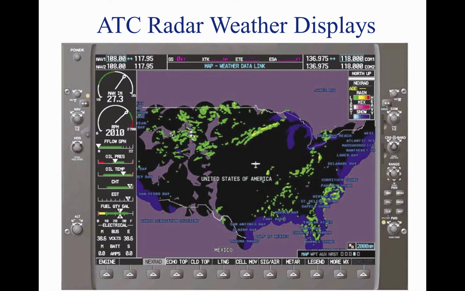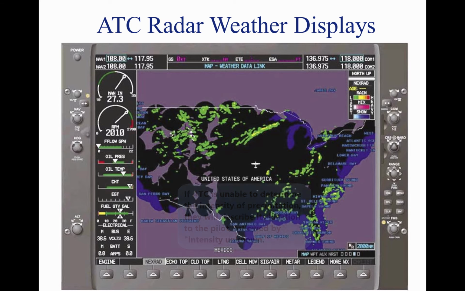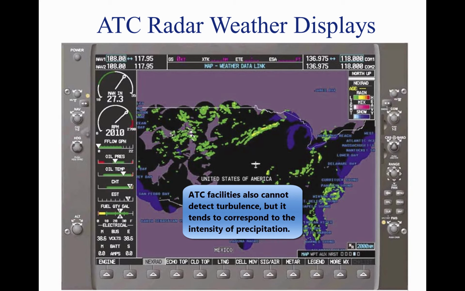ATC facilities that cannot display the intensity levels of precipitation due to equipment limitations will describe the location of the precipitation area by geographic position or position relative to the aircraft. Since the intensity level is not available, the controller will state intensity unknown. ATC radar is not able to detect turbulence.